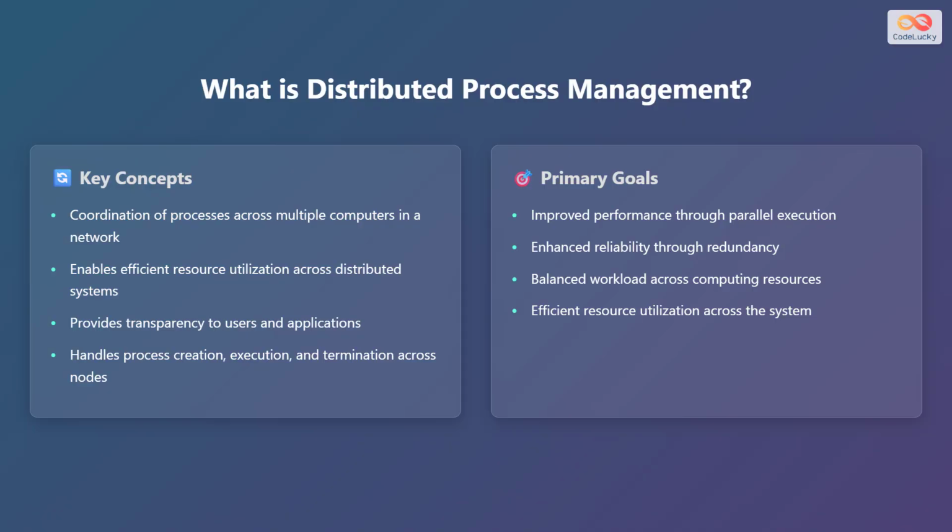Let's understand what distributed process management is. It involves the coordination of processes across multiple computers within a network. This helps in efficient utilization of resources across distributed systems. It aims to provide transparency to users and applications, allowing them to operate as if they are on a single system. Distributed process management handles process creation, execution, and termination across different nodes in the system.